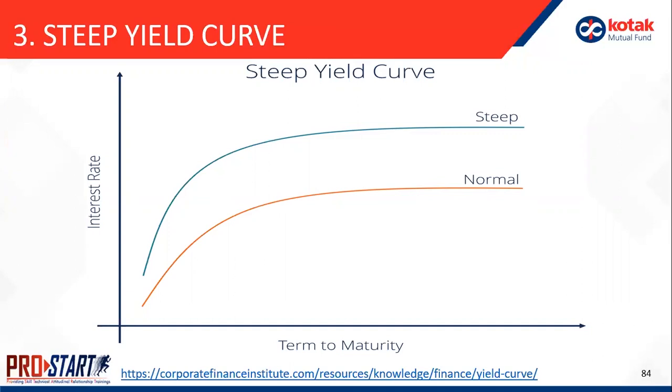Second, the steep yield curve is placed slightly above the normal yield curve. The rest, everything remains the same. So the slope starts gradually flattening out. And as you go ahead, there is hardly any significant change in the interest rate as the term to maturity increases. So let's look at a few more points around this.